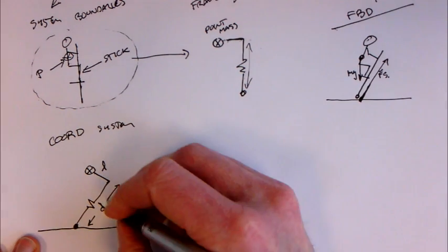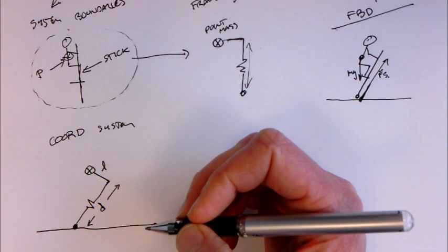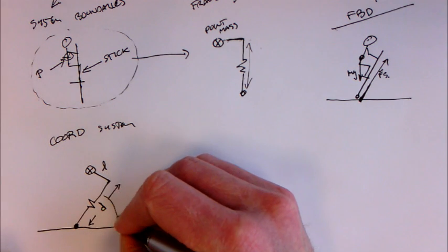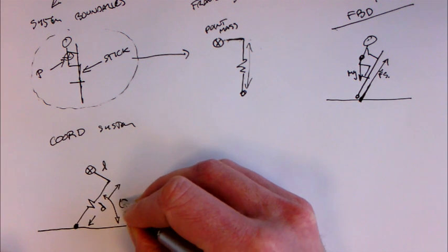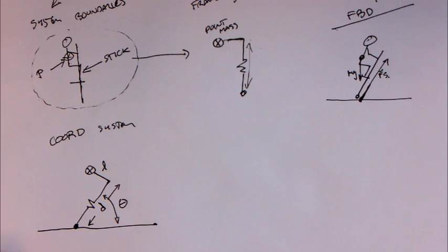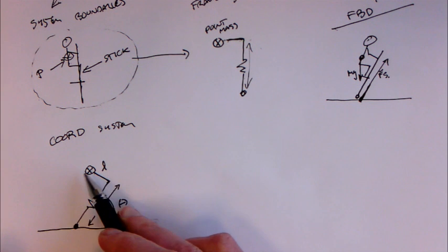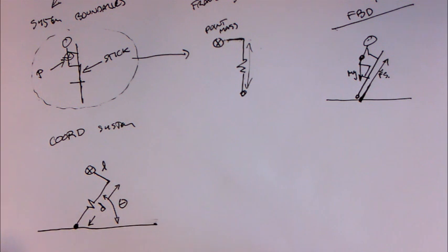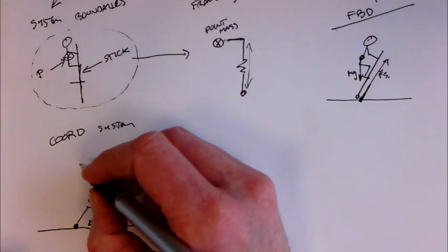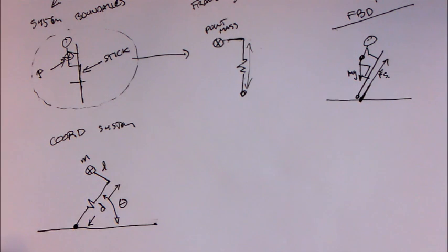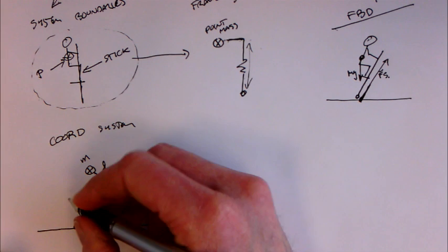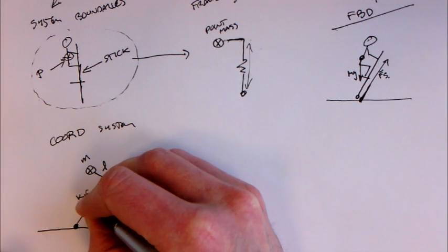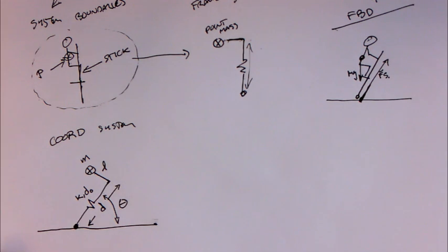So from a coordinate system perspective, polar would be helpful here. I could think about the pogo stick as having some angle theta with respect to the ground. That angle theta will tell me what the orientation of the system is, and if I know what theta is, I know what d is, and I know what L is, I can tell you where the person is located at any given time. Pretty clearly, I need to think about what the mass of the person is. That's going to be an important parameter. This spring will have some spring constant k and some rest length d naught.